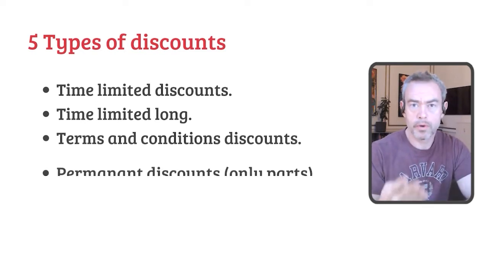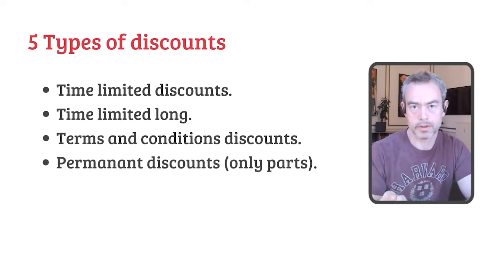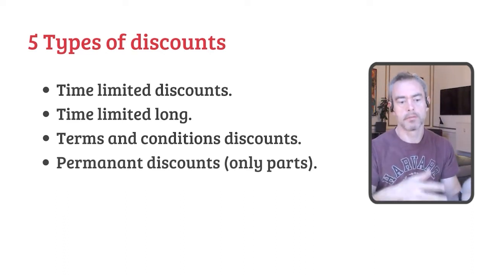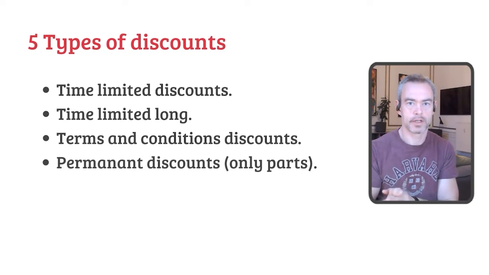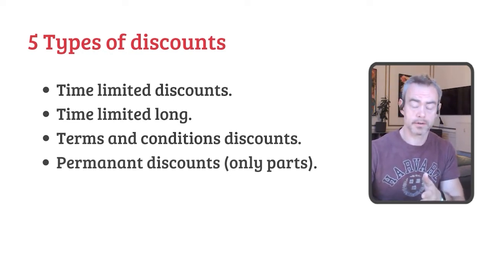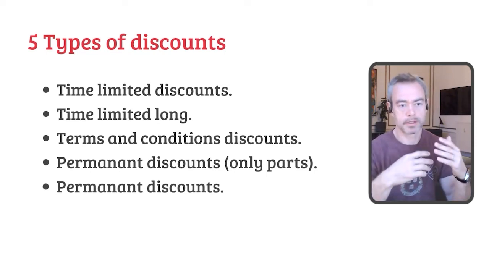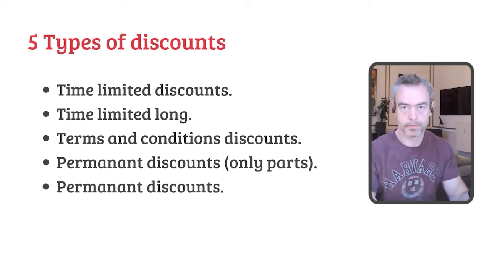Number 4, permanent discount, but only on parts of the product. So it's going to be like, okay, the core product is full price, but this add-on is going to be half price for you forever. Okay, so now we're talking about a permanent discount. Number 5, permanent discount. Like, okay, I'm going to sell to you, but it's going to be 20% off forever, right?